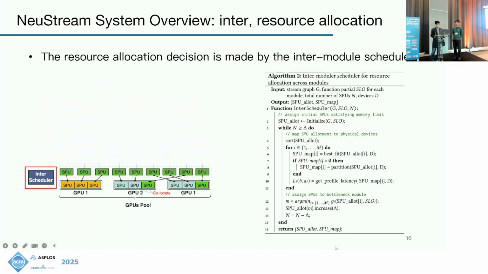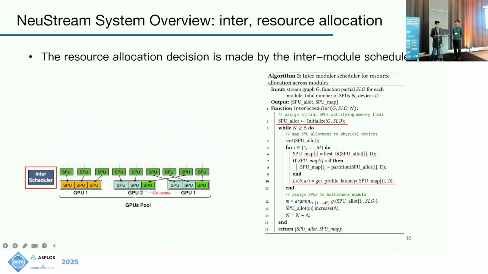Here is the procedural code of the allocation algorithm used by the intermodule scheduler. The algorithm first initializes all modules by assigning each module the minimum number of SPUs that satisfies the memory constraints on line 2. This step ensures that every module can be placed on the SPUs within the memory limitations. When mapping SPUs to physical devices, the scheduler considers the modules in descending order of their SPU allocation and maps the module's SPUs to the device with the least available SPUs that can still accommodate the module on line 6.